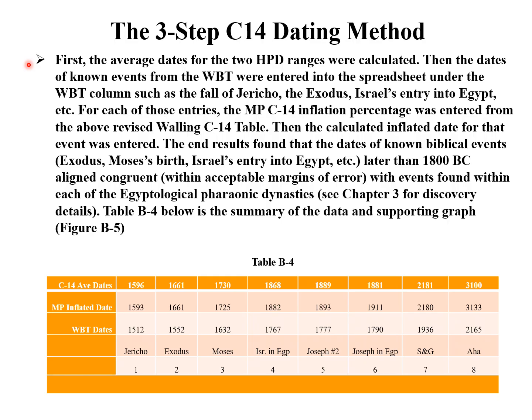The end results found that the dates of known biblical events, Exodus, Moses' birth, Israel into Egypt, and many, many more, later than 1800 BC, aligned congruent within acceptable margins of error with events found in each of the Egyptological pharaonic dynasties. See Chapter 3 for discovery details. Table B4 below is a summary of the data and supporting graphs.